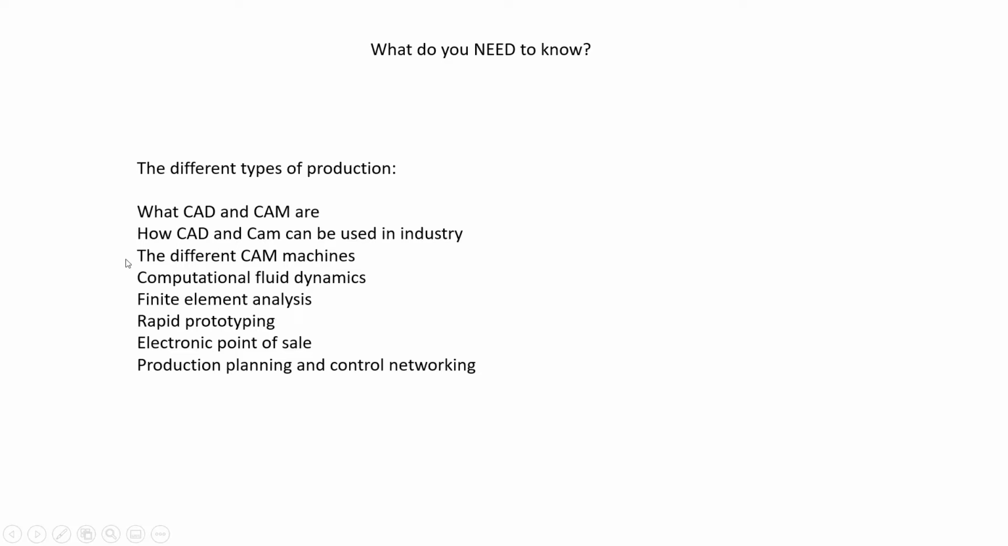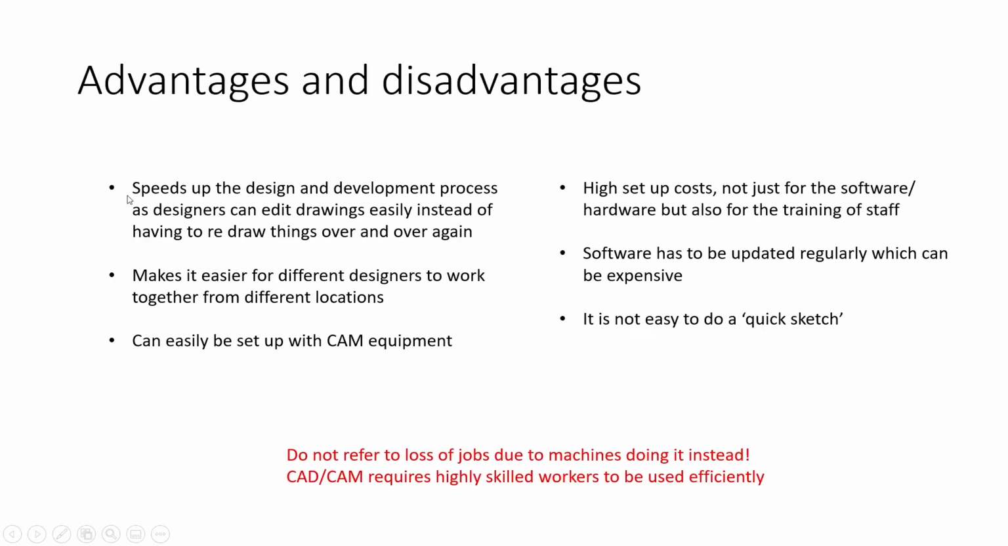And then the bottom ones: computational fluid dynamics, also known as CFD, finite element analysis, rapid prototyping, electronic point of sale, and production planning and control networking. Those are very A-level specific, so I'm not expecting you to be able to tell me about those now, but I'm hoping you've got a little bit of an idea of what the first two, maybe three are. Okay, so advantages and disadvantages.